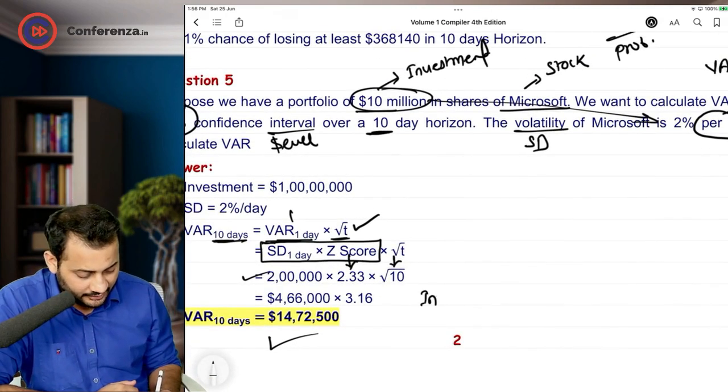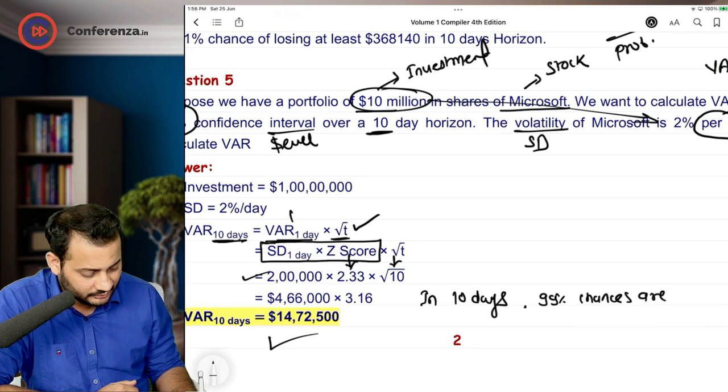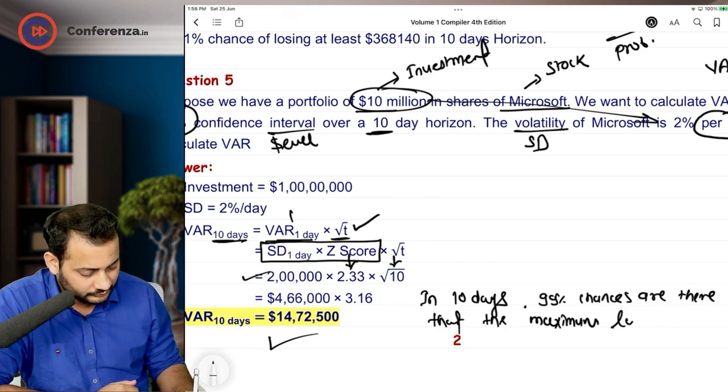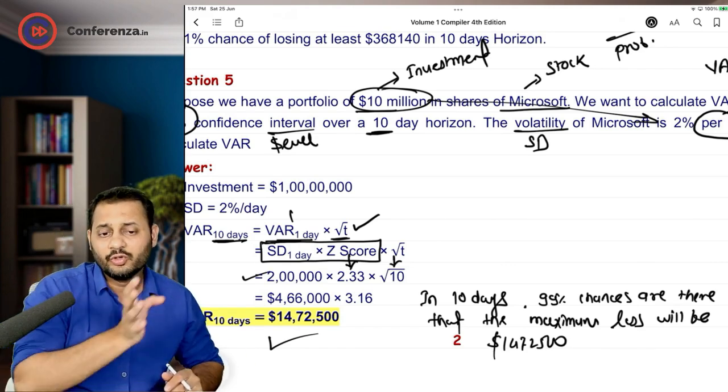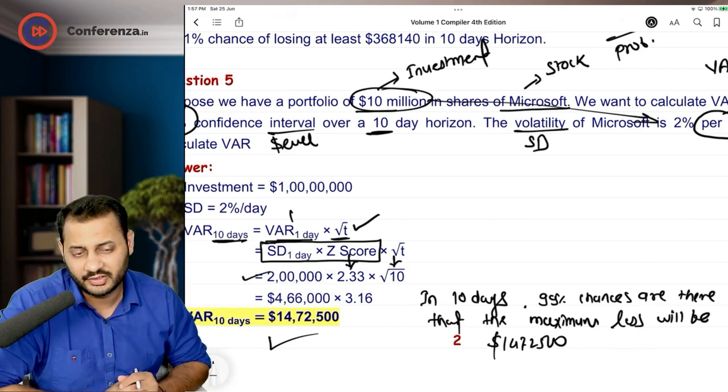That in 10 days, there are 99% chances that the maximum loss will be 1472,500, or your loss won't go beyond 1472,500, and the chances are 99%.